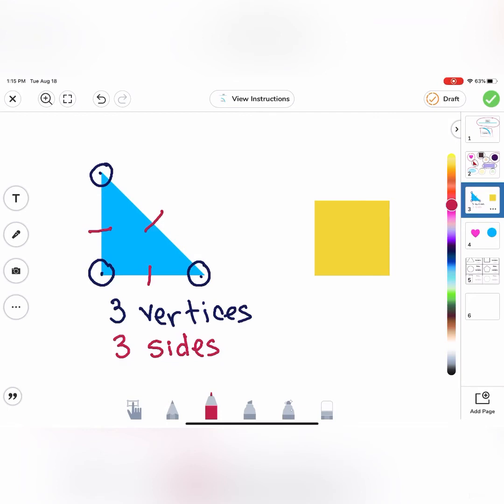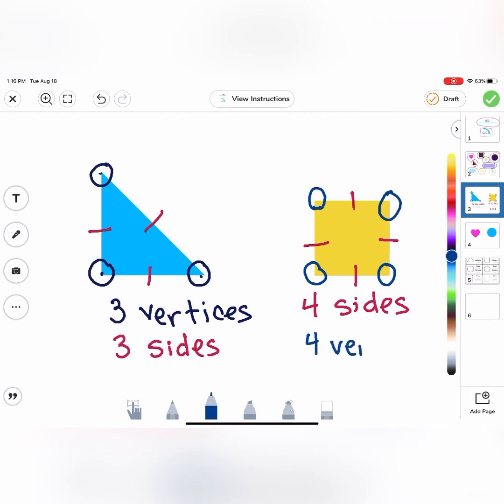Now let's look at the shape on the right. This yellow shape is called a square. How many sides do you see on the square? 1, 2, 3, 4. I see 4 sides. How many vertices do you see on the square? 1, 2, 3, 4. I see 4 vertices.